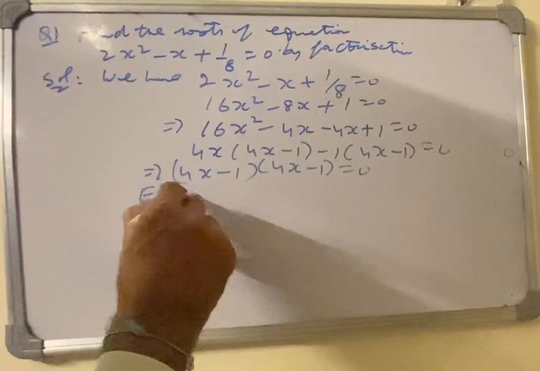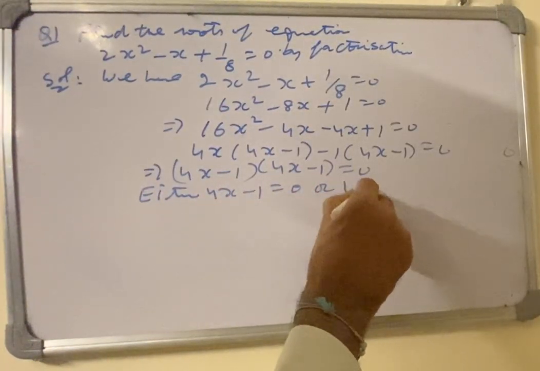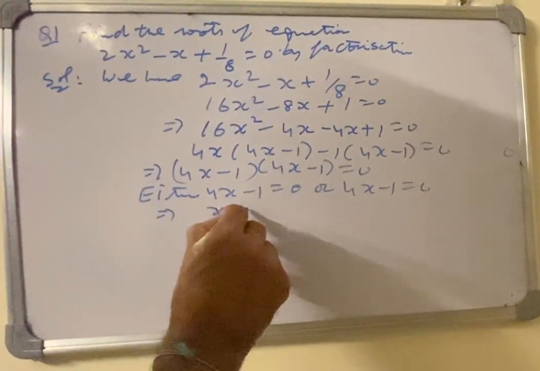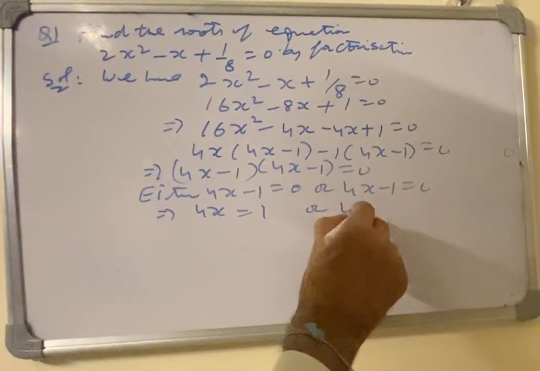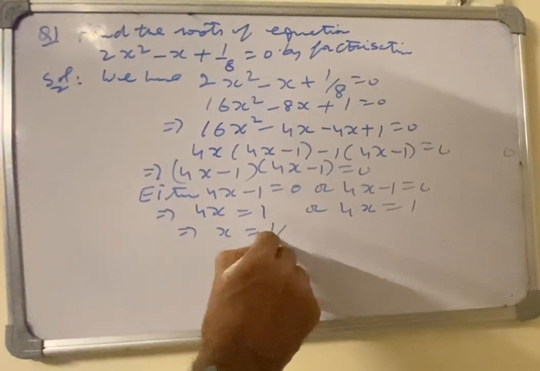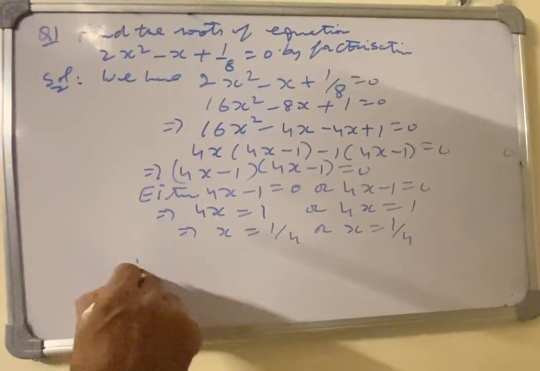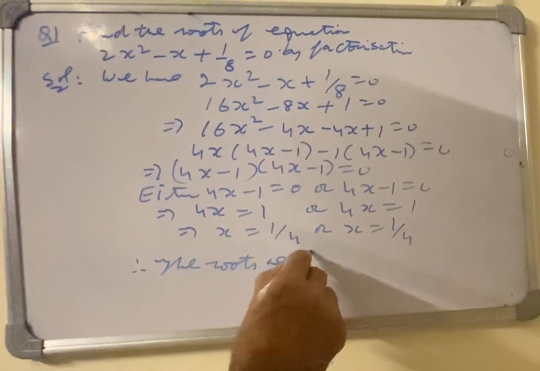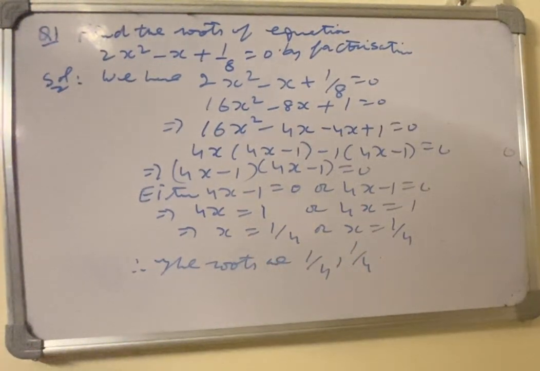Either 4x minus 1 is equal to 0 or 4x minus 1 is equal to 0. Therefore, 4x is 1, x is 1 by 4 or x is 1 by 4. Therefore, the roots are 1 by 4, 1 by 4. These are the repeated roots.